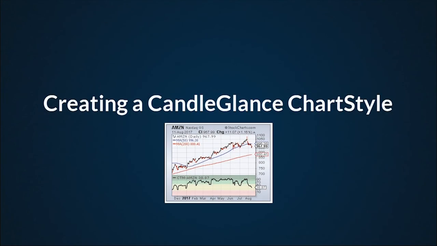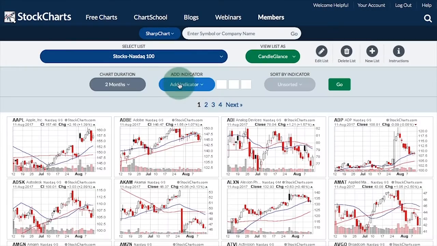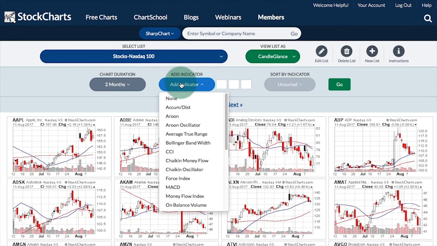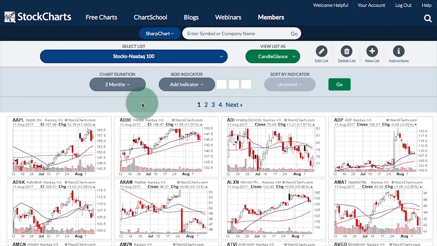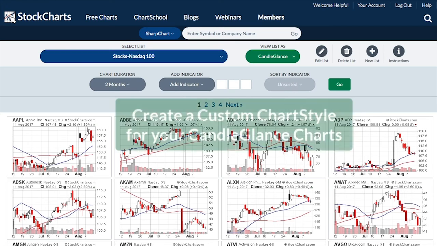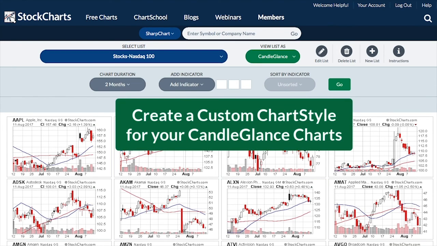Creating a Candle Glance chart style. Most indicators are available on the standard Candle Glance workbench here, but if there's a particular indicator that's not on there that you want to see, or if you want to change the chart style that you're viewing in the Candle Glance format, then you can create a custom chart style for Candle Glance.